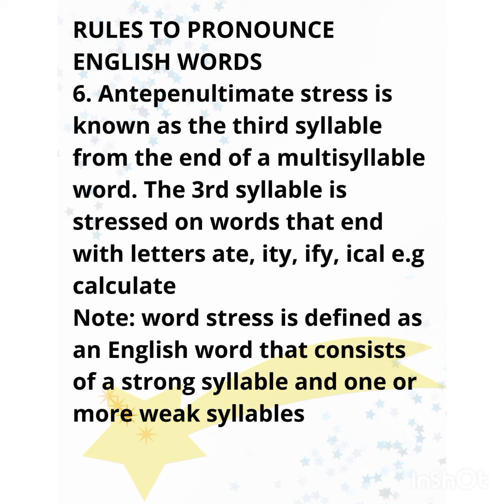So we'll take quick examples before we round up this session. In a word like correction, the second syllable is stressed. So you have it as correction. So that will bring us to the end of the rules to pronouncing English words.